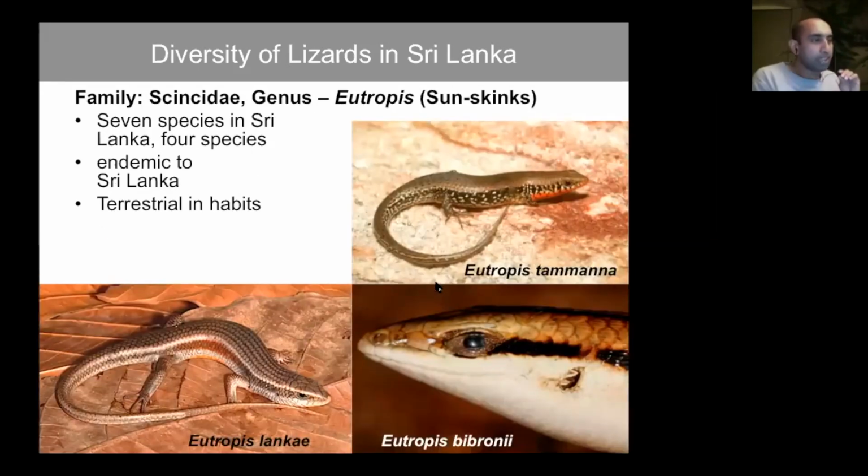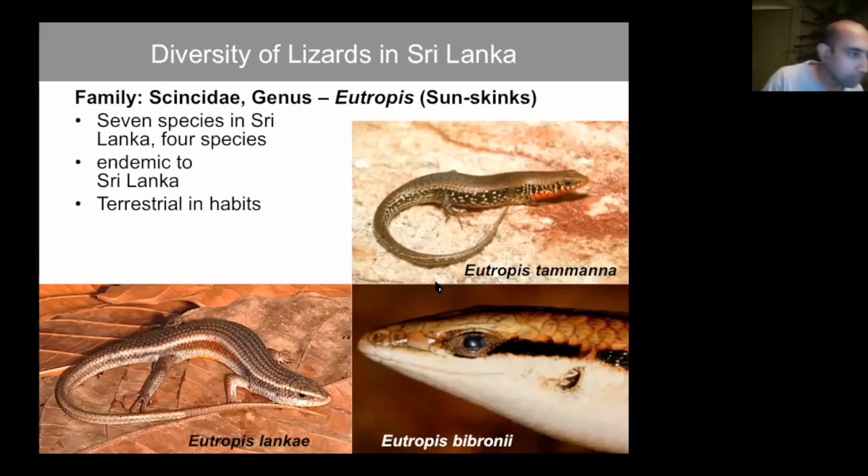Right. So then we have a group of skinks called the sun skinks. This particular species, Eutropis lankae, is the one most commonly seen in home gardens of this country. We have 7 species in Sri Lanka, and 5 species are endemic to this country. Right? So all are terrestrial. Eutropis lankae is the one that is well known among the skinks.